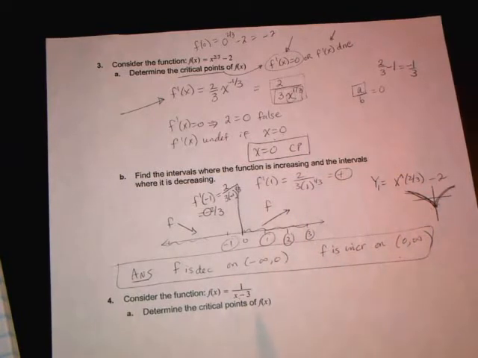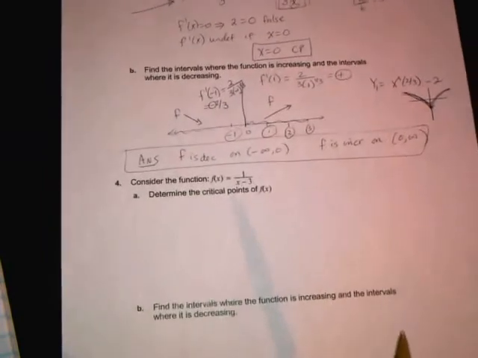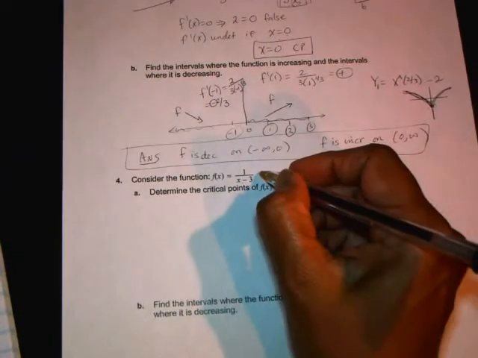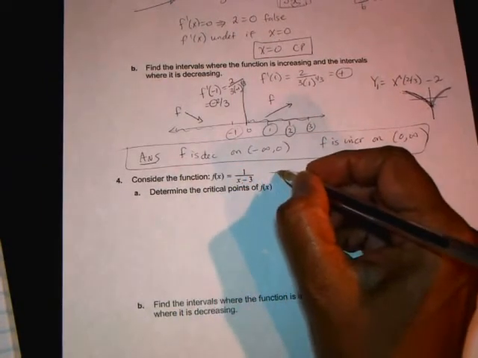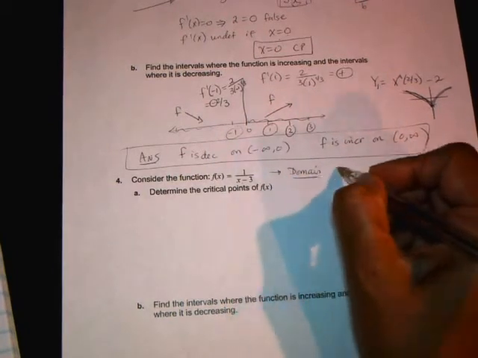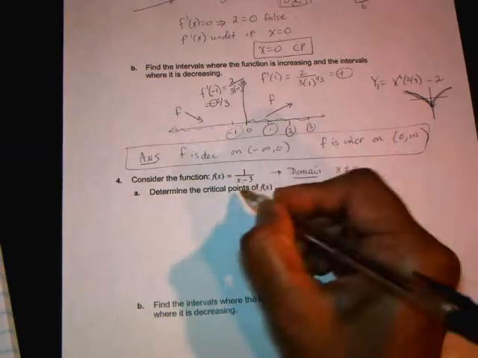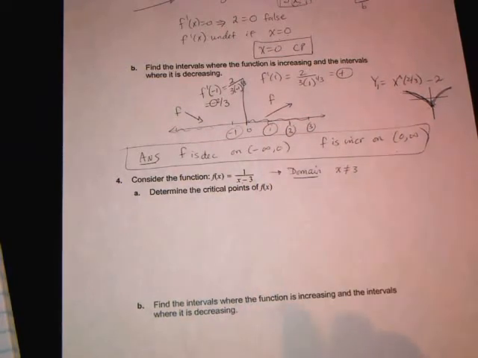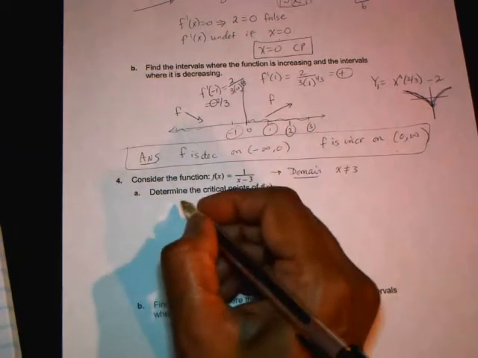Alright, very last example here is a rational function. So right away you know that this has a domain issue. What can x not be equal to? If you were to find the domain here, you can easily tell that x can't be 3, or you'll be dividing by 0. So let's move on to part A, critical points.